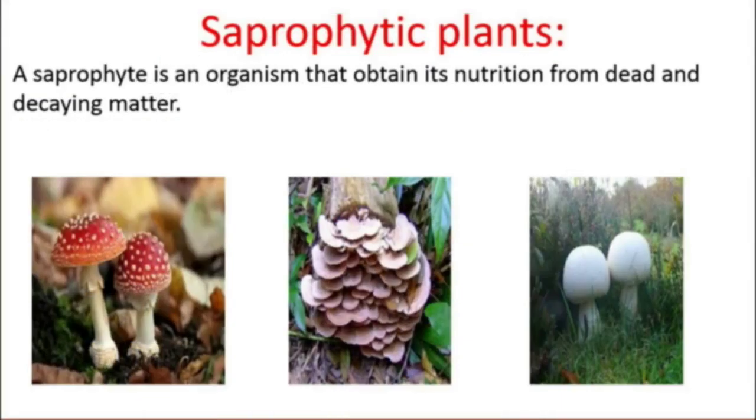The second type is saprophytes. A saprophyte is an organism that obtains its nutrition from dead and decaying matter. I'll repeat again. A saprophyte is an organism that obtains its nutrition from dead and decaying matter. Now take a moist piece of bread, keep it in a dark and damp place for a few days. What will you observe?